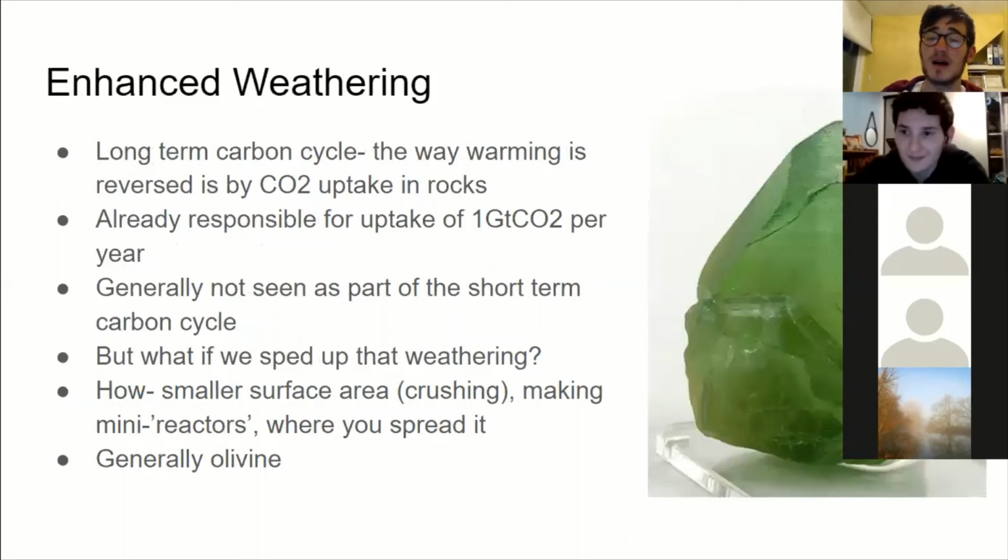The final thing I want to look at here is enhanced weathering. Enhanced weathering is generally considered part of the long-term carbon cycle. And that basically means in the long term, over geologic time, not over human timescales, over millions of years, the way that warming in the past had been reversed, which was not caused by humans, obviously, because humans weren't alive then.